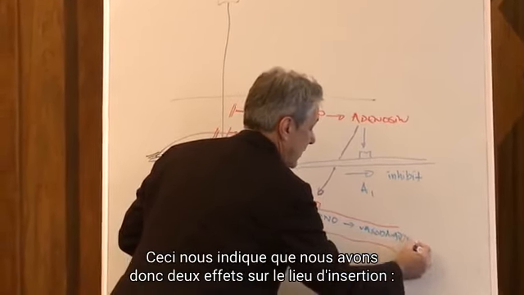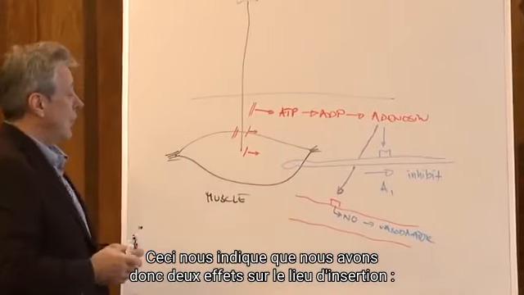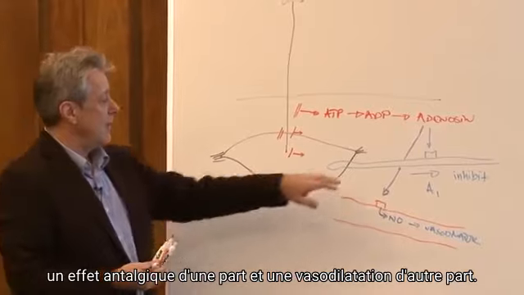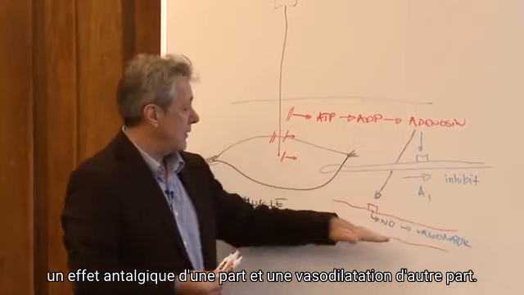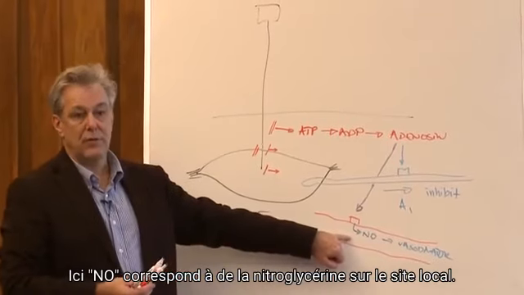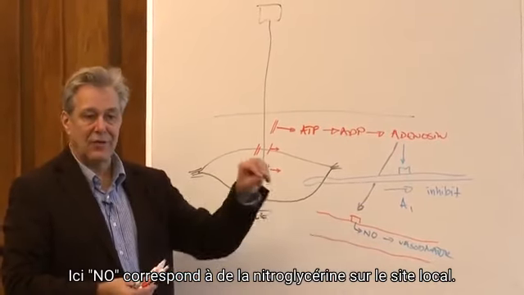So this basically indicates that we are having two effects at the peripheral site by the acupuncture needling. One is pain inhibition and the other one is a vasodilation. So NO, that's corresponding to nitroglycerin at the local site.